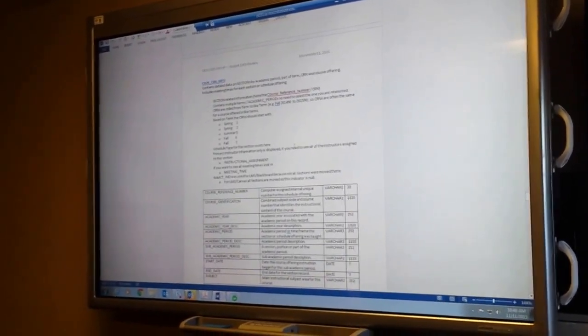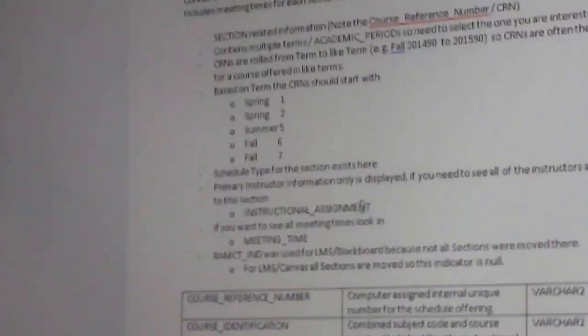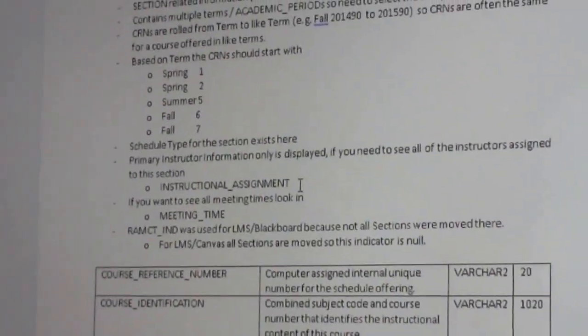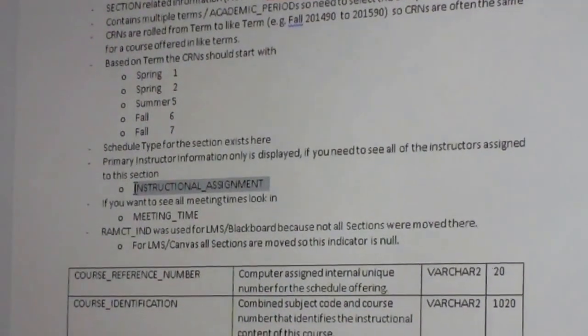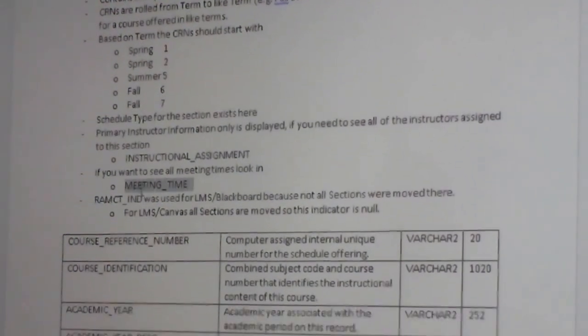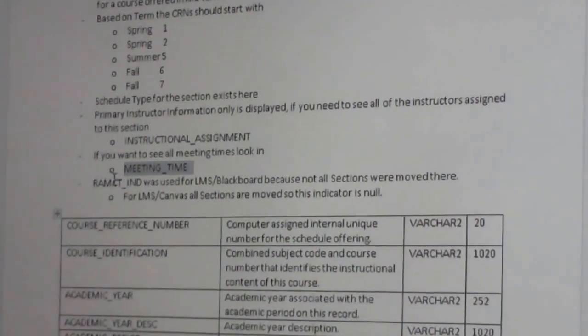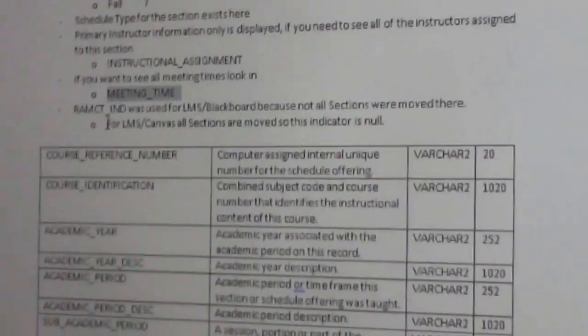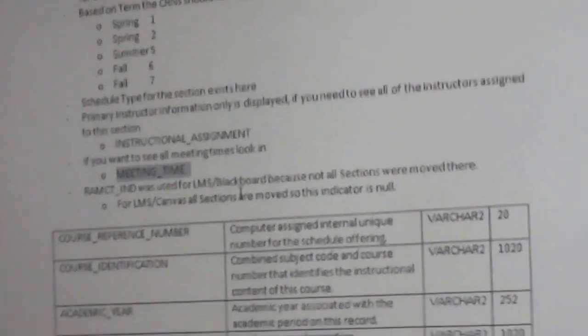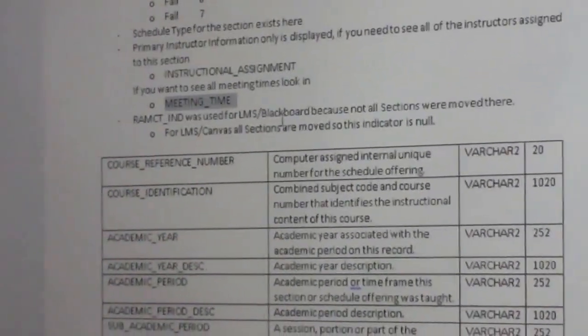Let's see. So we talked about the primary instructor and the meeting time. It's not all of them. So if you want to know all of the instructors, you can look at instructional assignment. If you want to find all the meeting times, you can look in the meeting time file. And there is a column called RAM-CT indicator. We use that for Blackboard.